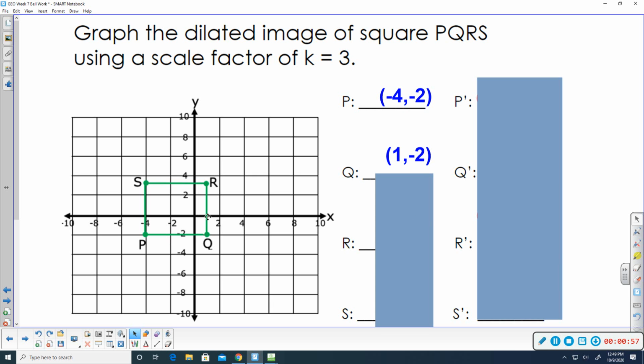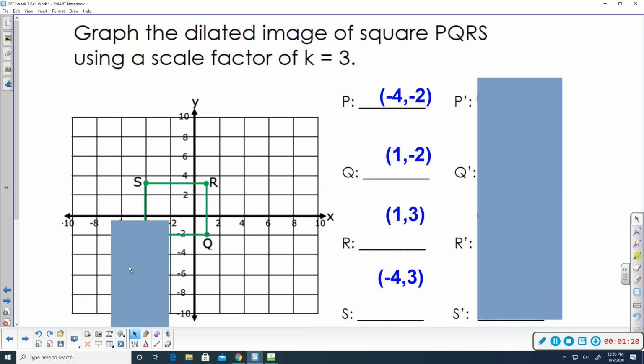Point R, again, we're in the middle of that block. We're not nicely positioned on a grid line. So we're going over 1 because each block is 2, so halfway over would be over 1, up 3 because we're in the middle of 2 and 4 there. So the coordinates of point R are 1, 3. And then for point S, we're going to the left 4, so -4, and then again up 3. So -4, 3.